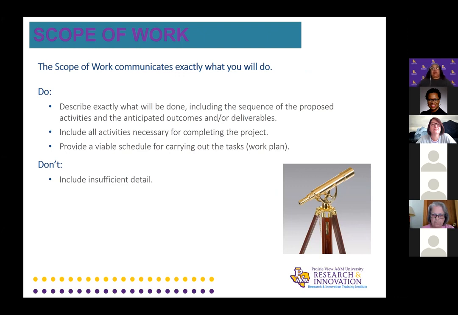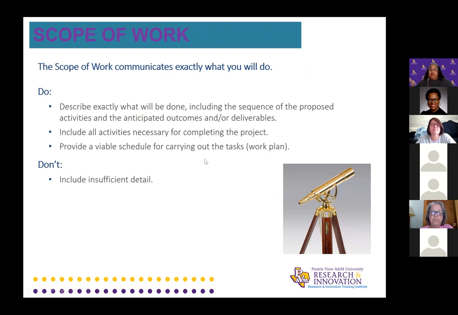So the scope of the work communicates exactly what you plan to do, and it will leave out what you don't plan to do. So make sure that you have not included limitations, or delimitations. Describe exactly what will be done, include the sequence of the proposed activities, how, when, where, what, include all activities necessary, and then provide a viable schedule for carrying out the tasks.